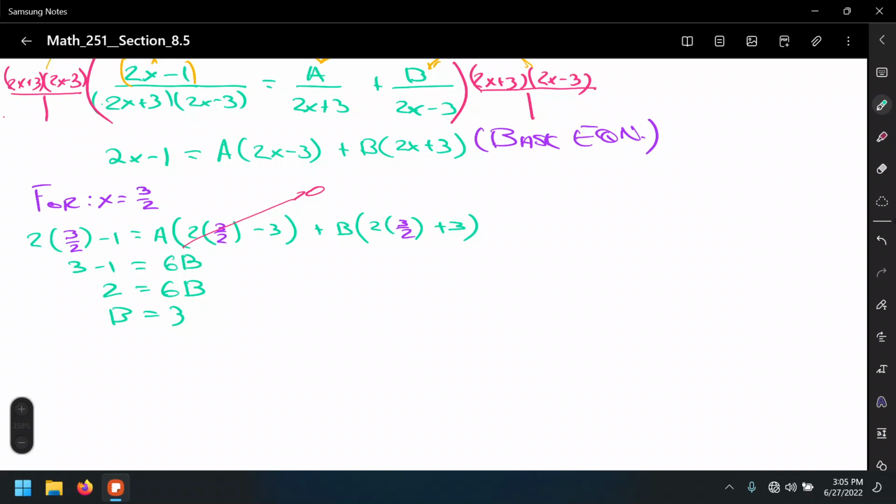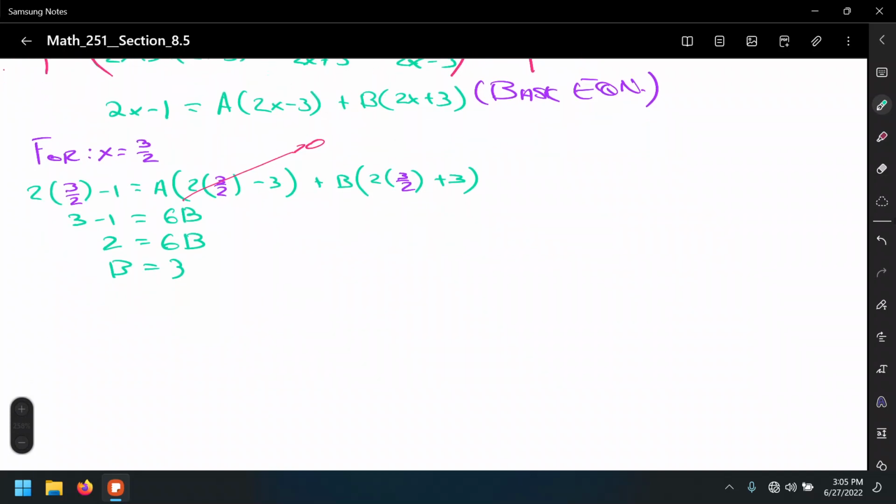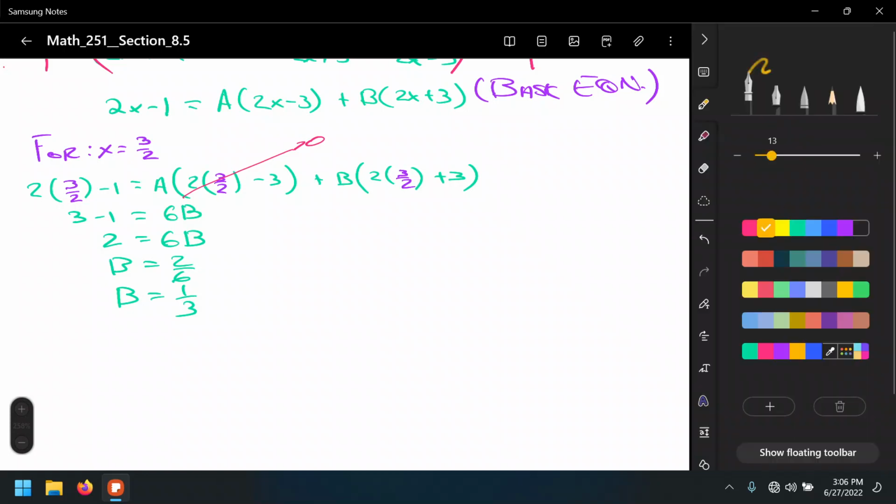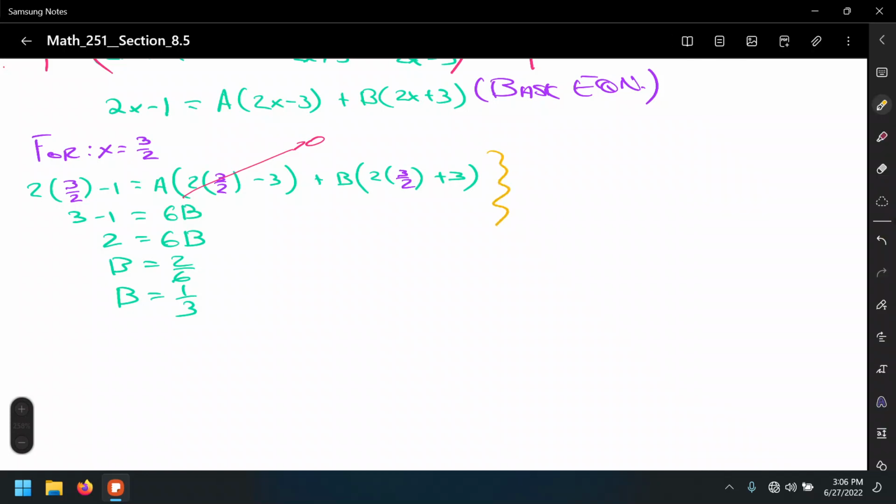Wait a minute. I believe I got something different. It's 1/3. Yeah, so that's what I meant. So 2 over 6, which is 1/3. Yes, I was looking at my notes. So that's the first one. Okay, we already figured out b. We need to figure out a this time.